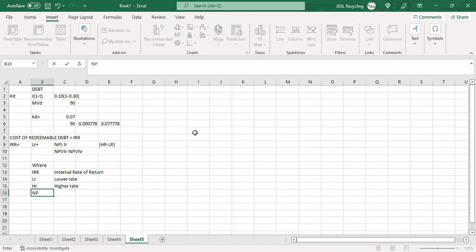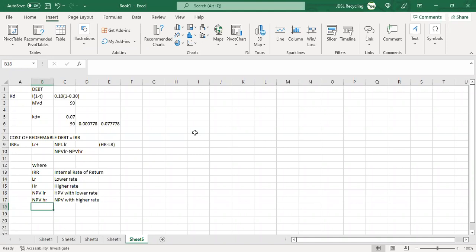We have MPVLR, which represents the NPV with lower rates, and we have MPVHR that represents NPV with higher rates. This is the full information on the internal rate of return.